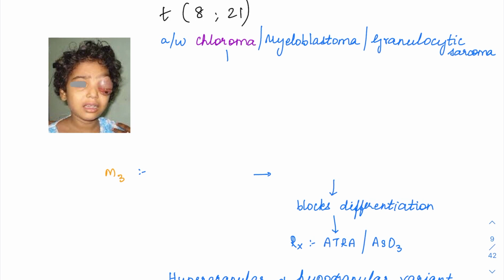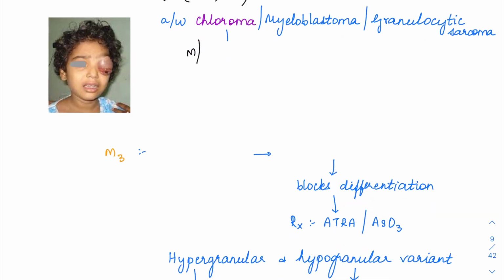This M2 is most commonly associated with something called chloroma. This chloroma is nothing but myeloblastoma. It has another name, granulocytic sarcoma. These are nothing but myeloid leukemia cells, but they are present in extramedullary sites, like in the skin. When present in extramedullary sites, we call it chloroma. It is given the name chloroma because it has a somewhat greenish appearance because of the presence of myeloperoxidase in the myeloid blasts, and they are called chloromas.